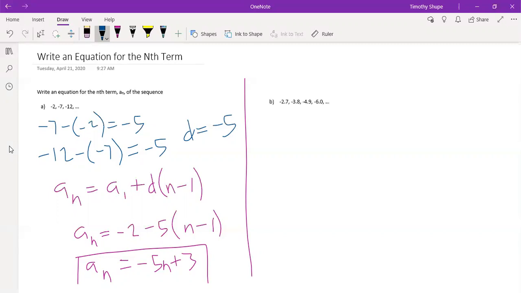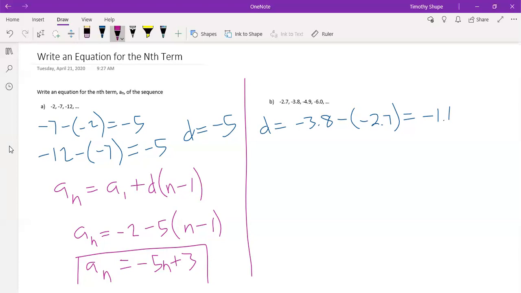So if I want to find that common difference, I'm going to say my difference between two terms, I'm going to choose this -3.8 and subtract off the -2.7. If I do that, I end up getting a -1.1. And I could find that same thing by subtracting the 4.9 and the 3.8, or the -6 and the -4.9. Any of those consecutive terms are going to give me my common difference.